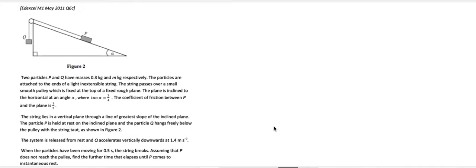The string lies in a vertical plane through a line of greatest slope of the inclined plane. The particle P is held at rest on the inclined plane, and the particle Q hangs freely below the pulley with the string taut, as shown in figure 2. The system is released from rest and Q accelerates vertically downward at 1.4 meters per second squared. When the particles have been moving for 0.5 seconds, the string breaks. Assuming P does not reach the pulley, find the further time that elapses until P comes to instantaneous rest.